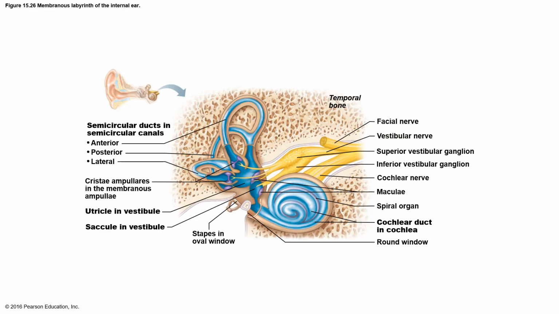And another picture here, same one, just to kind of build on what we're learning. So we saw our semicircular ducts and the semicircular canals. Now we saw a little bit about the crista ampullaris and utricle and saccule here.